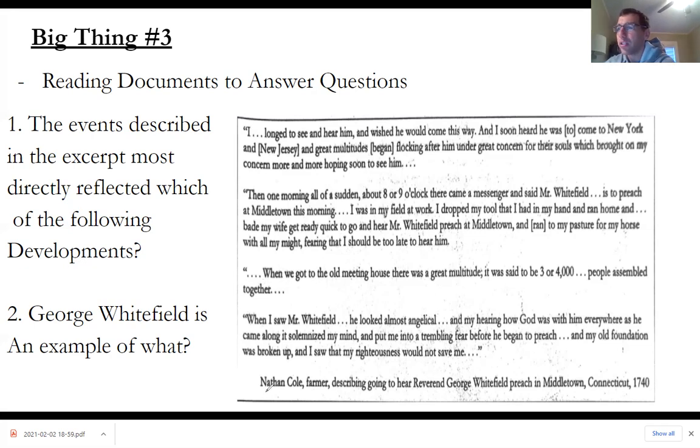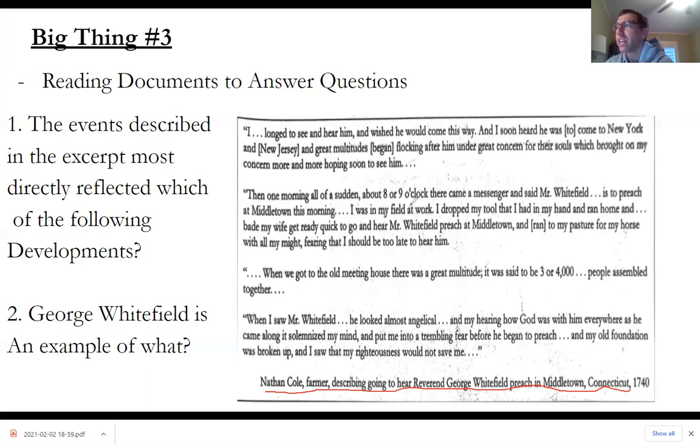Then the next thing you're going to want to do is read this source right here. It says Nathaniel Cole, a farmer, describing going to hear Reverend George Whitfield preach in Middletown, Connecticut, 1740. You should see one big key thing in here, which is Reverend George Whitfield. You're looking for any clues that will help you answer this question. Since this is about Reverend George Whitfield, you should be able to use historical knowledge to pick out that this is about a great awakening.